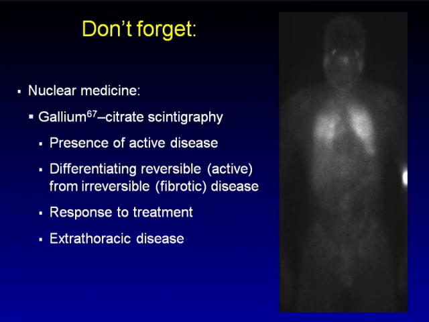And I just want to remind you very briefly, I don't read nukes, thank goodness, but nuclear medicine can be used to assess the presence of active sarcoidosis and looking for extrathoracic disease. It's very useful. Response to treatment, for example, using gallium citrate.